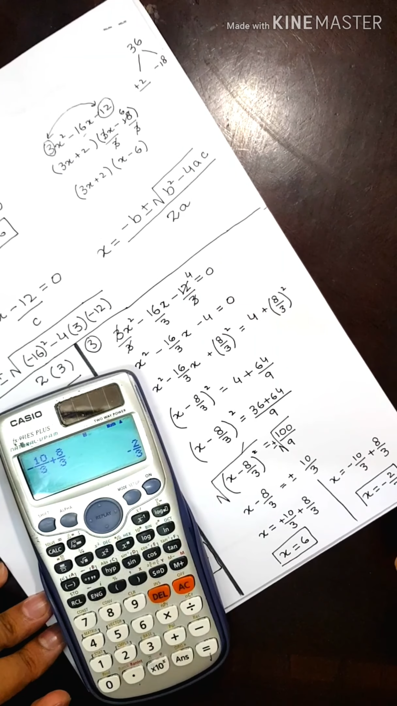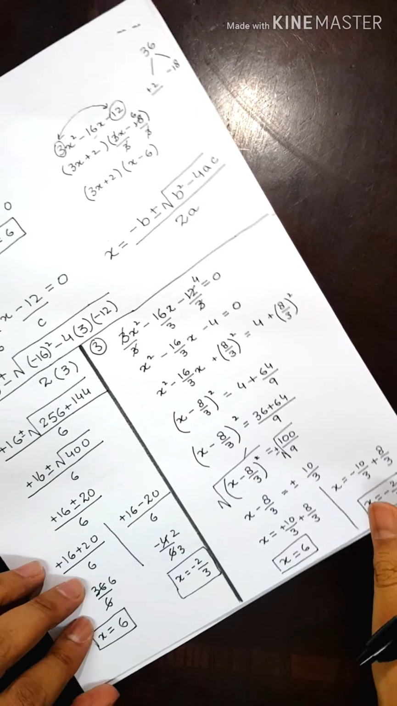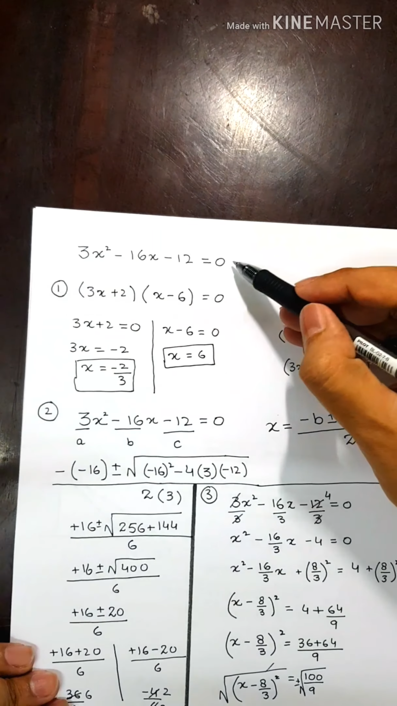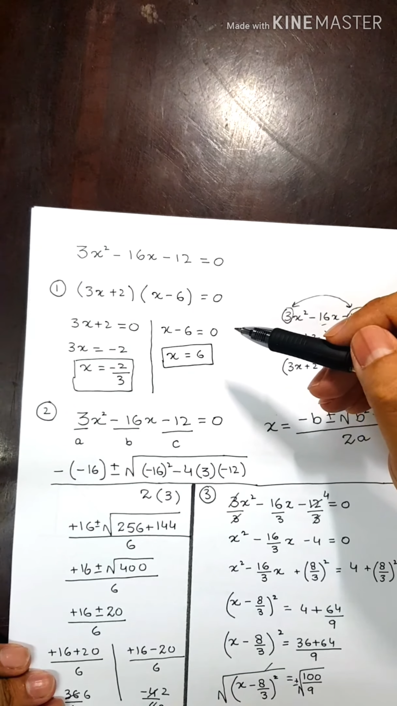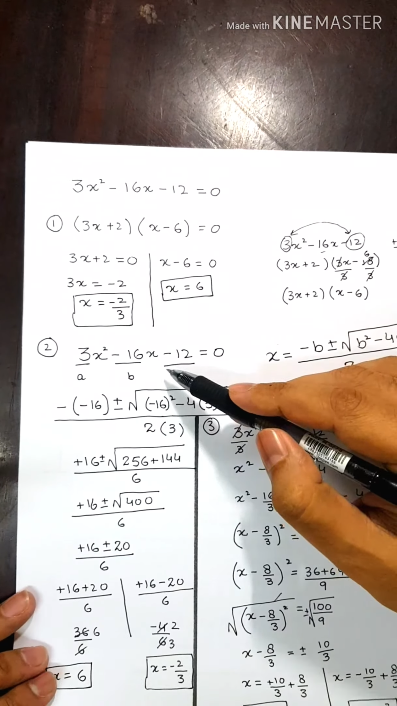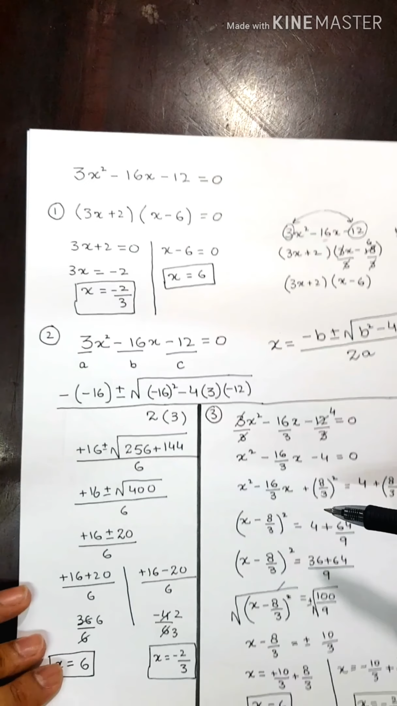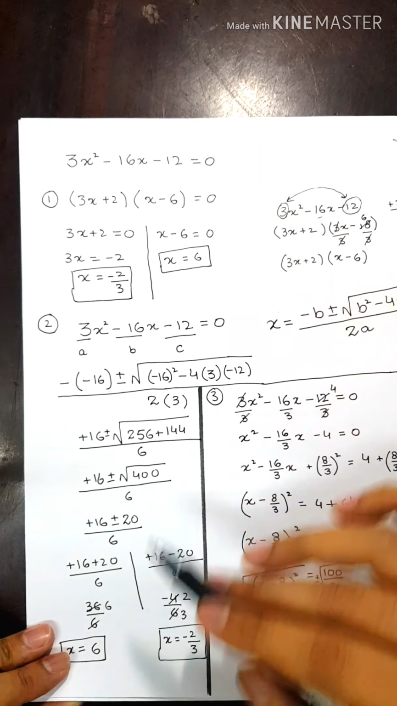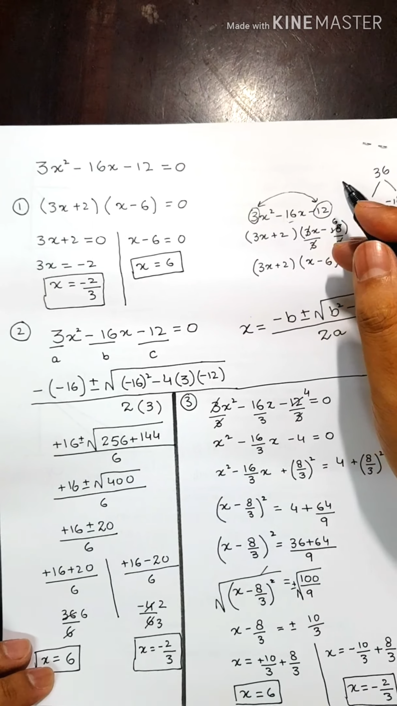So dear students, the summary of this topic is, here you have a quadratic equation, and you can solve this quadratic equation by the factorization method, by the formula method, and by the completing the square method. And here you observe that in all these three methods you can easily find the same answer every time.